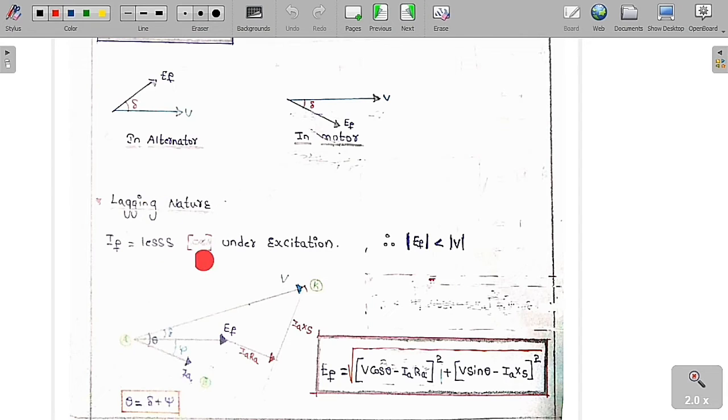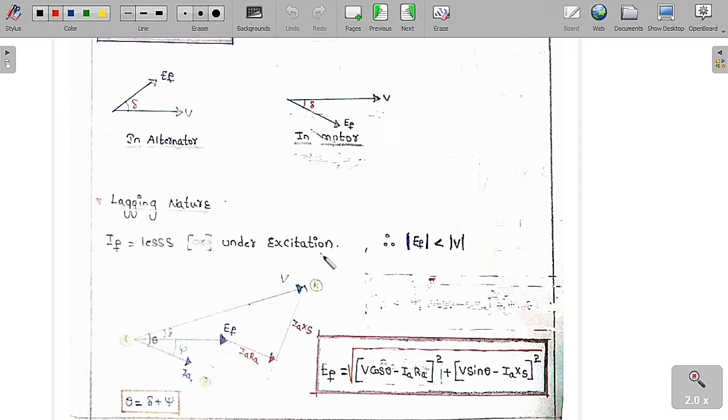Then you will see the lagging nature. For the lagging nature, you will see what is going to happen. Here IF is less, or we can say under excitation. If the field current is very less, so in the rotor we are going to give a less amount of field current, therefore it is called under excitation.